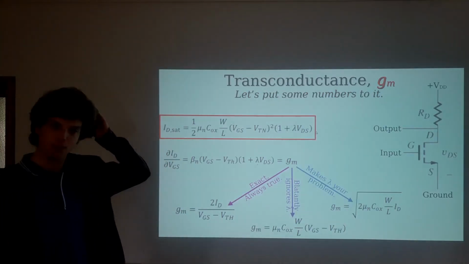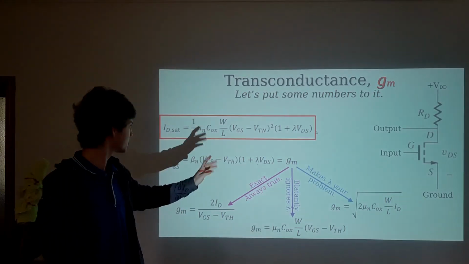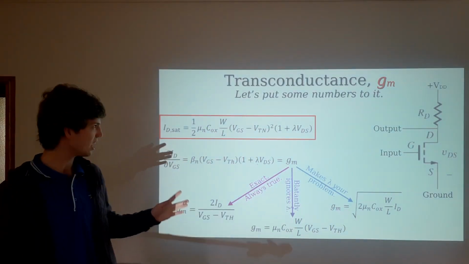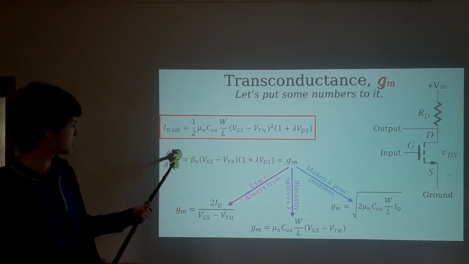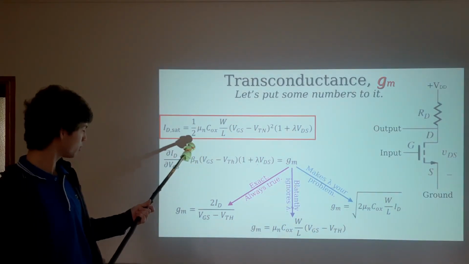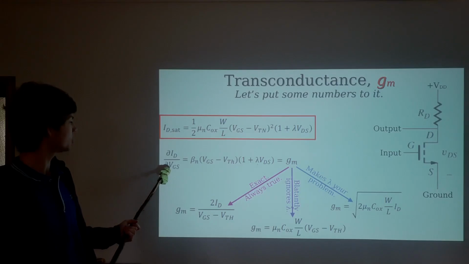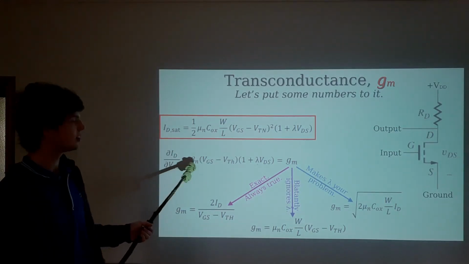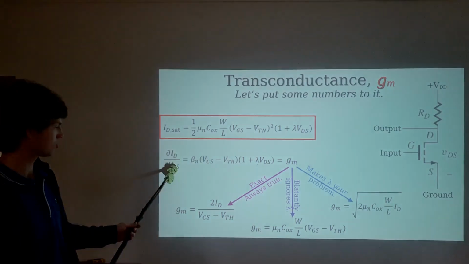Right. Let's put some numbers to that. Transconductance. We want to know exactly how much the current at the drain, the current through the whole thing, only one current, remember, changes with a change in voltage on the gate. And the way we can do that is partial derivatives.